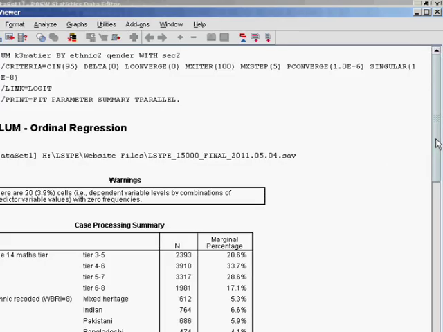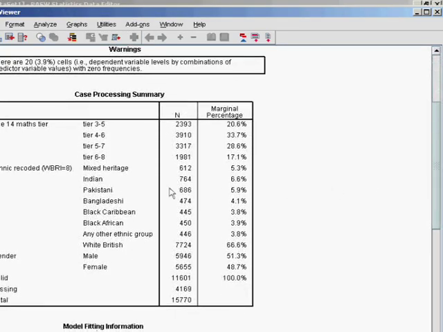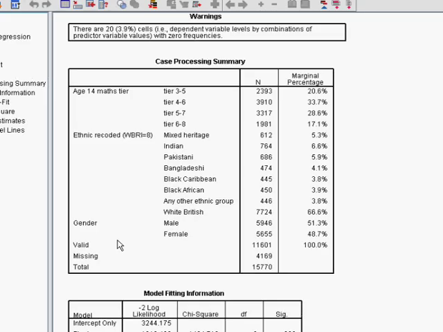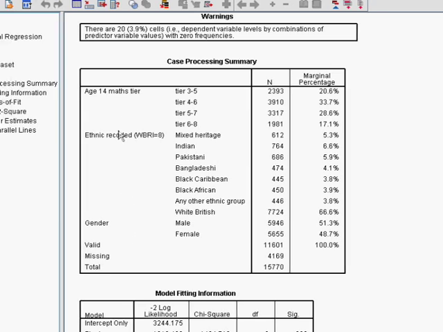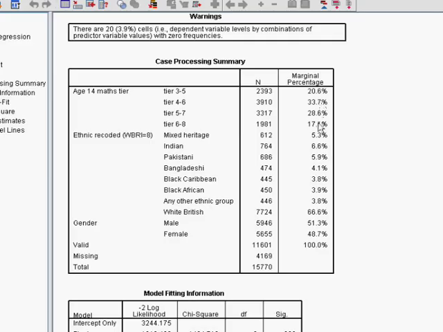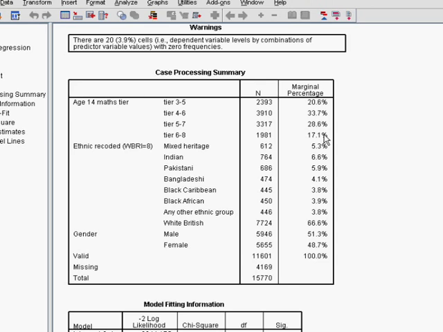So now we're going to go through the output that we generated from performing the ordinal regression in the previous video. The first table you get back is this case processing summary, which basically just tells us the proportion of cases within each category. And probably most useful is to look at the outcome variable itself, age 14 maths tier. So this is the percentage of students which were entered into each of these four maths tiers.